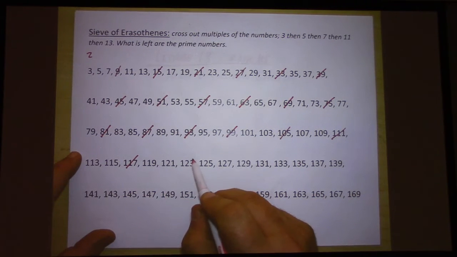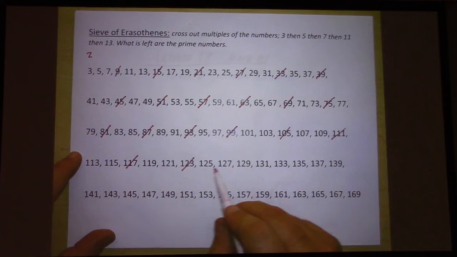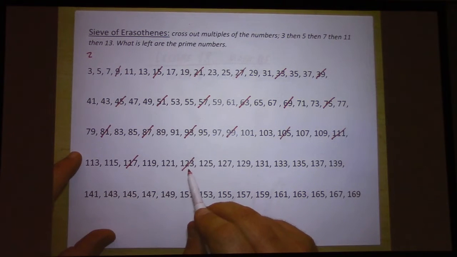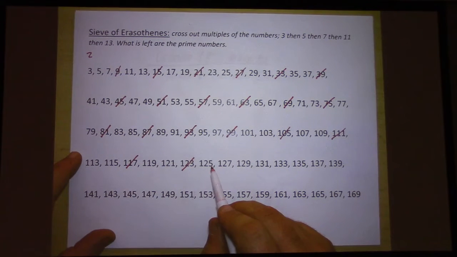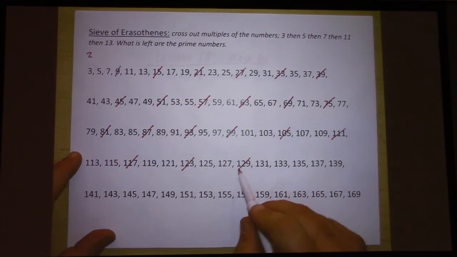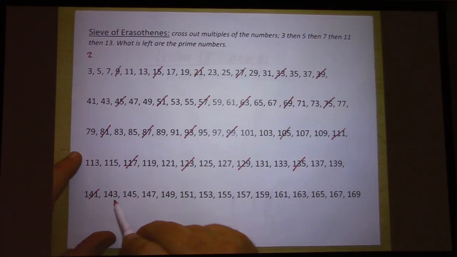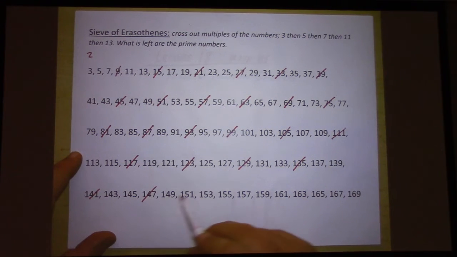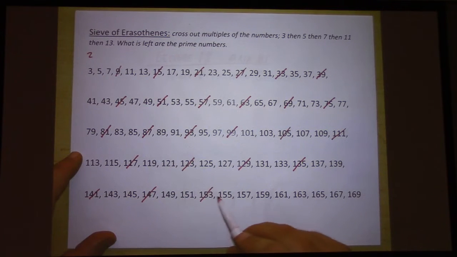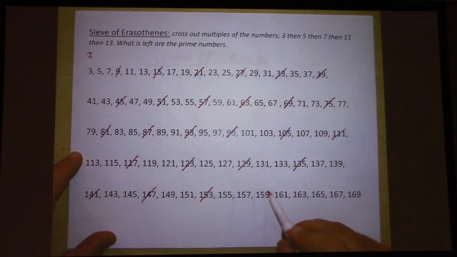123 is a multiple of 3. So we're just looking to add 3. 126 plus another 3 is 129. That's a multiple of 3. Add another 3, I get 132 plus another 3 is 135. Add another 3, I get 138, 141, 144, 147, 150, 153, 156, 159.